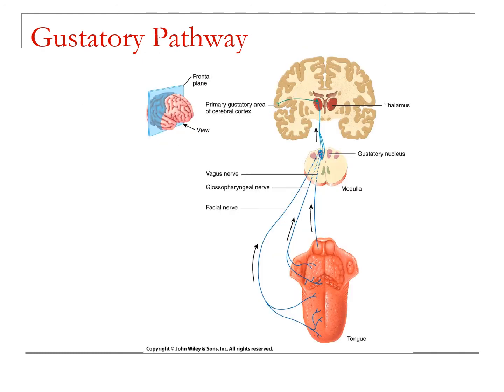Here we have a depiction of the gustatory pathway, beginning with the receptors in the taste buds on the tongue and in the epiglottis, the pharynx, and the roof of the mouth, the palate, which project along cranial nerve 7, 9, and 10 to the medulla, where they synapse and then project via the thalamus to the primary gustatory area of the cerebral cortex, as well as to the hypothalamus and other limbic system structures.